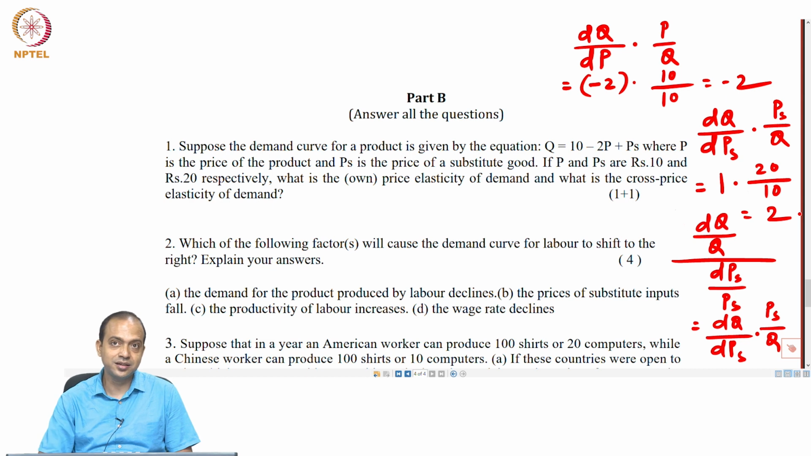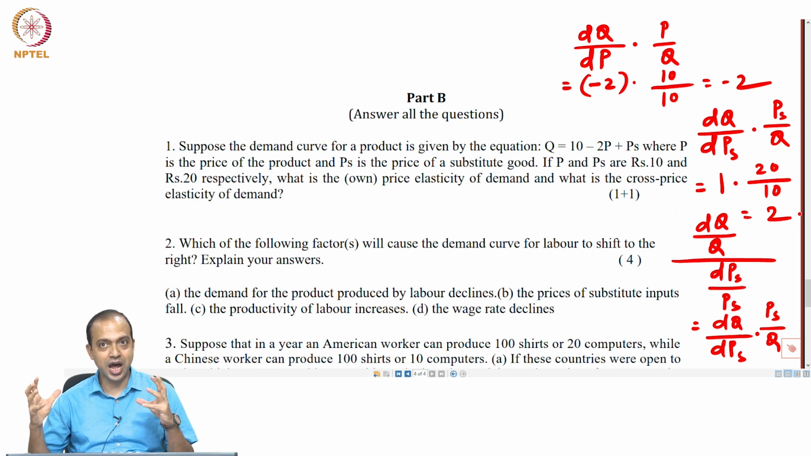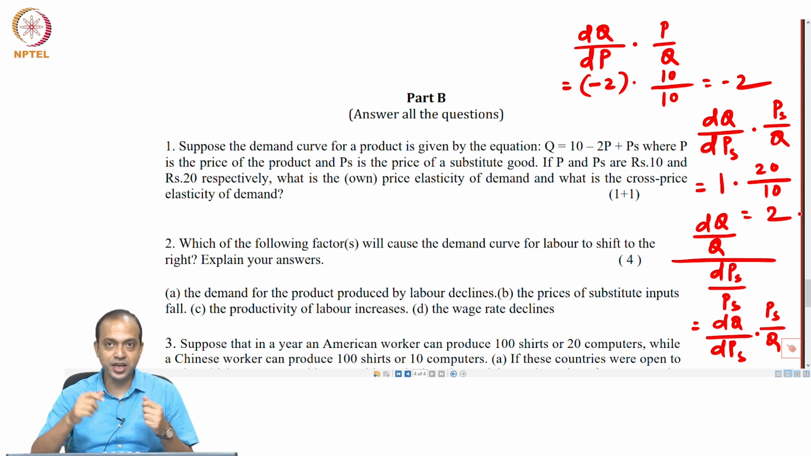Had this sign been negative, then we would have understood that the two goods are complementary in nature, and that is why the sign of the cross price elasticity of demand would actually be negative.